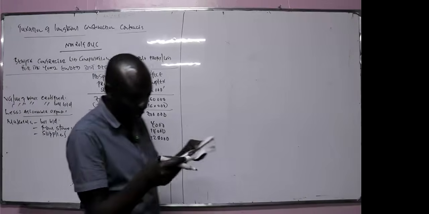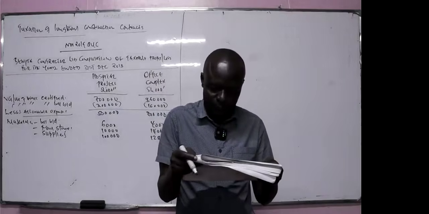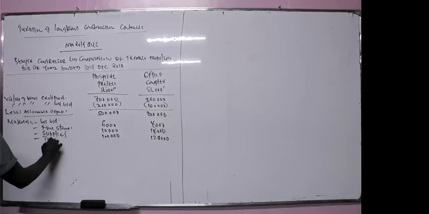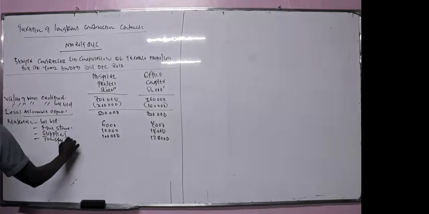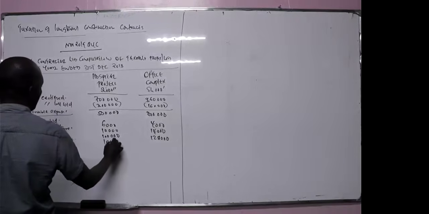Then we find out any other item that relates to material. So we have transfer out. How much? So 10,000 we deduct.